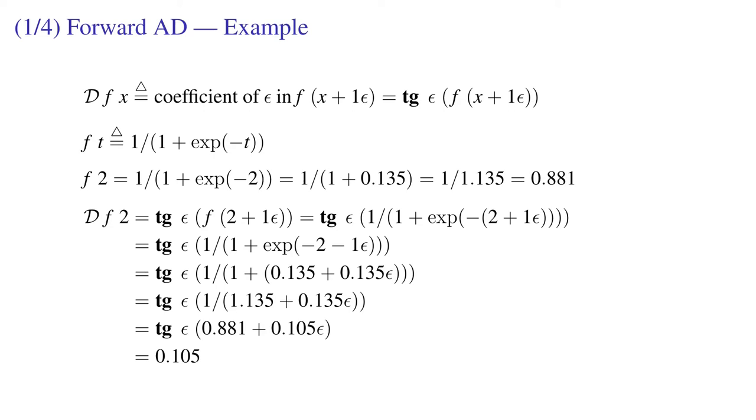function. Let's say f of t is 1 over 1 plus e to the minus t. We define the operator d to take the derivative of f at a point x by feeding x plus epsilon into f, extracting the tangent of the output. We can take f of 2 to get 0.881. We can take the derivative of f at 2. We take f of 2 plus epsilon, crank that through. We get 0.881 plus 0.105 epsilon. We extract the tangent to get the derivative of 0.105.